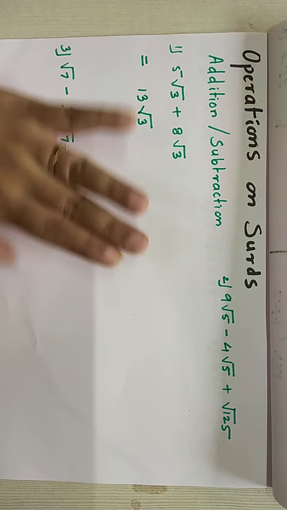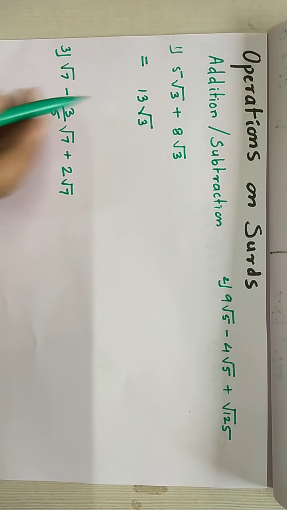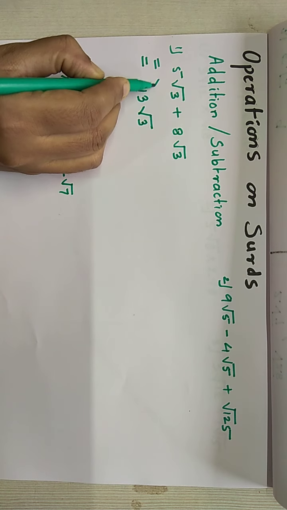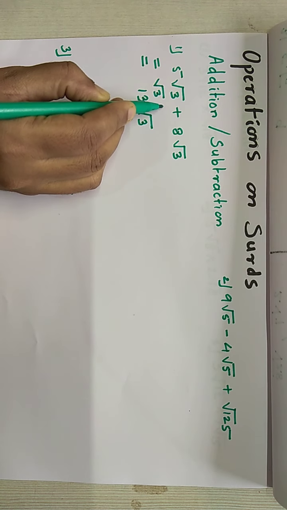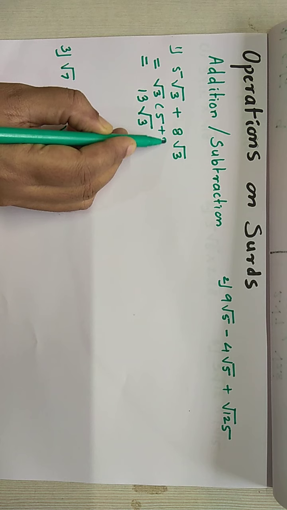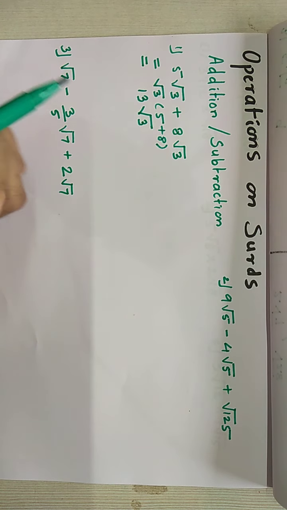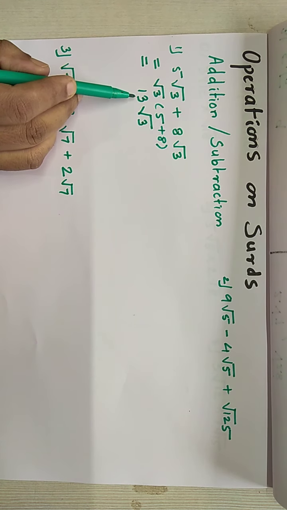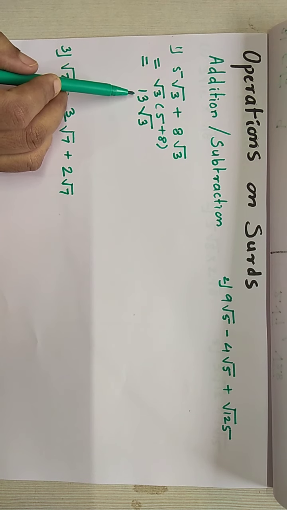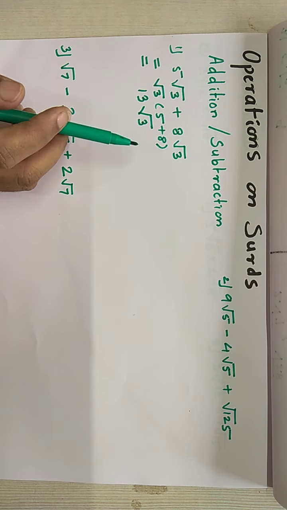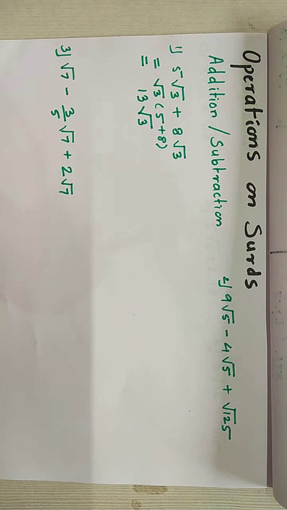Root 3 common outside. If you want the intermediate step, it will be like this. See, root 3 will come out common. Inside, 5 plus 8 will be left, and 5 plus 8 is 13. 13 is outside the root, not inside the root, outside the root. So you have 13 root 3.